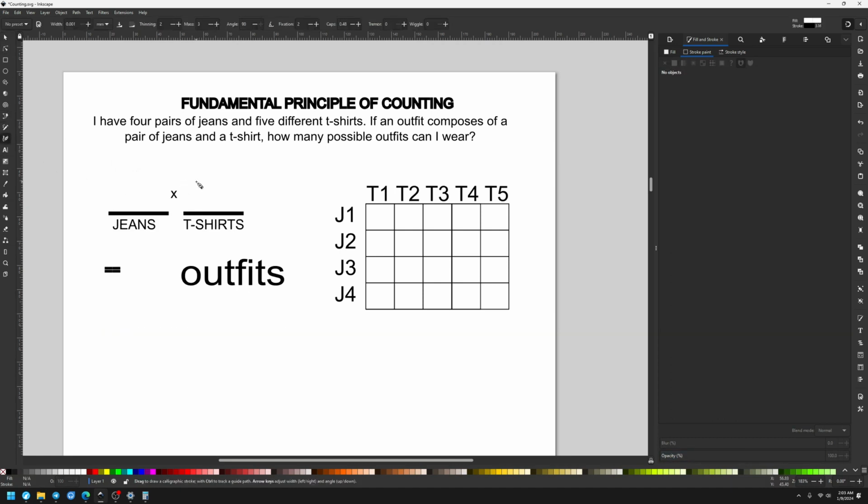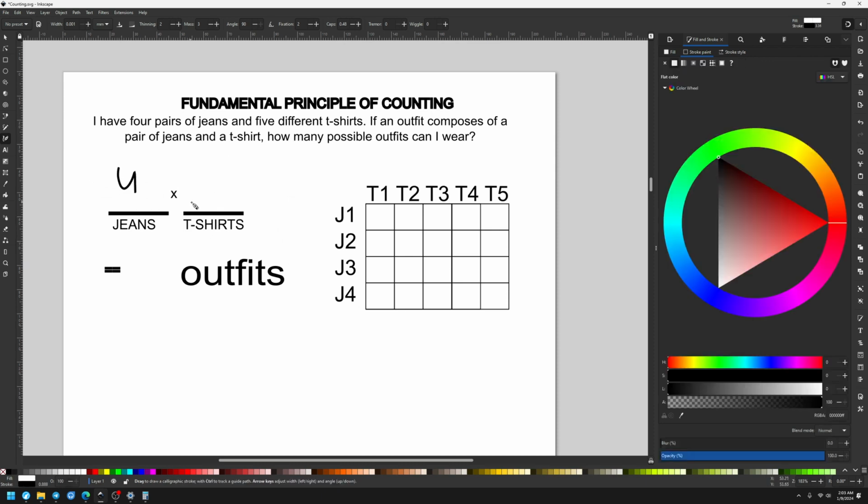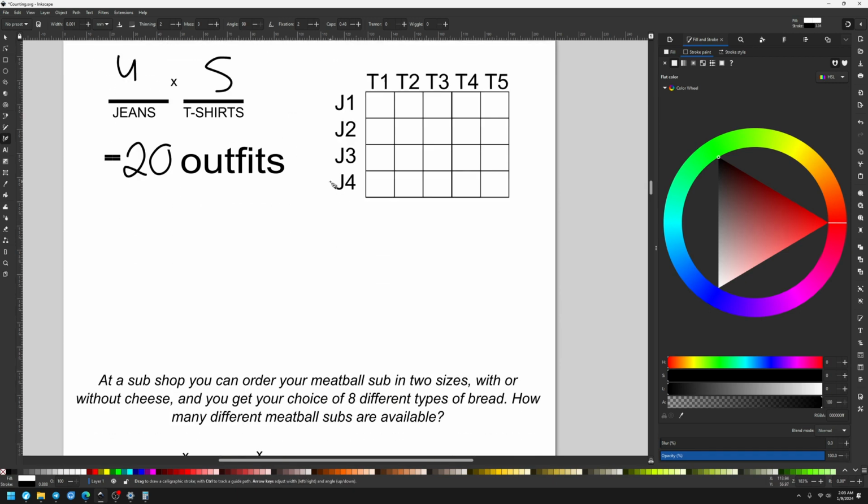And for this problem, it's no coincidence that we can multiply. The reason we can multiply is because of the fundamental principle of counting. When we have a question like this, we can always multiply. So for jeans, we have 4 choices. For t-shirts, we have 5 choices. So that means there are 20 outfits. Not too bad, right? Okay, next one.